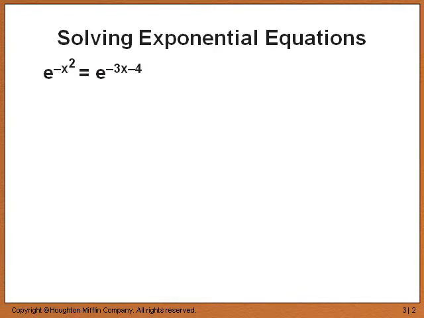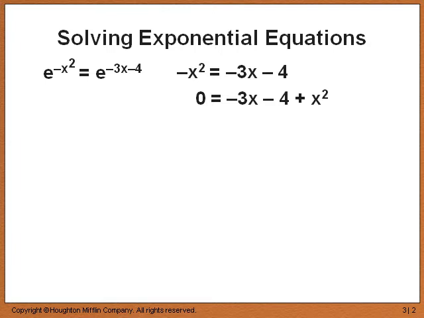The first example: e to the negative x squared equals e to the negative 3x minus 4. Right away you'll probably realize that since we're raising e to a power on both sides, we can simply set those exponents equal to each other. And we have negative x squared equals negative 3x minus 4. Then you can solve for x using techniques you learned in Algebra 1.